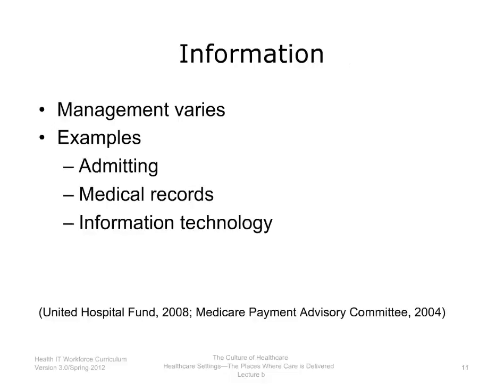The management structure of information departments varies depending on the healthcare organization. Some have a management-level officer who reports directly to the chief executive officer. In others, the managers of individual departments have a department director who reports to the chief operating officer or designate. Admitting is responsible for obtaining initial information from the patient, including demographic data, payer information, and reason for admission.